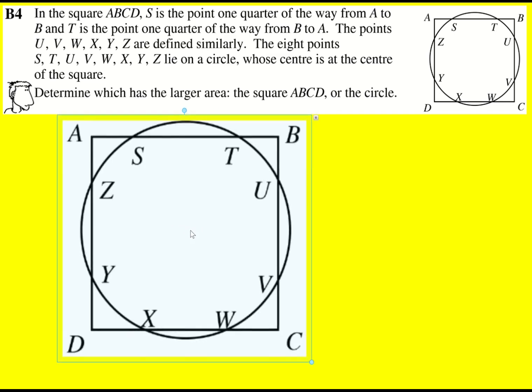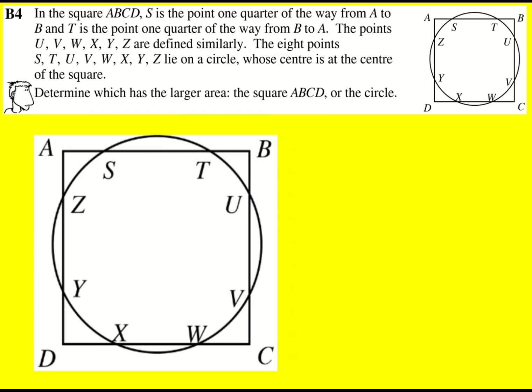This is a nice question on circles and squares. So we're told that S is a quarter of the way from A to B, and similar for the other ones.